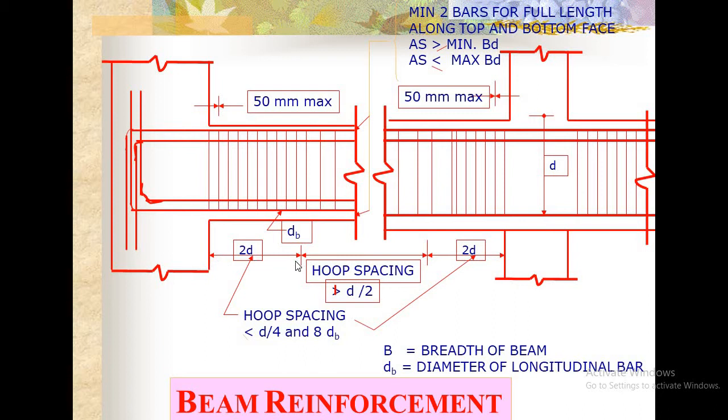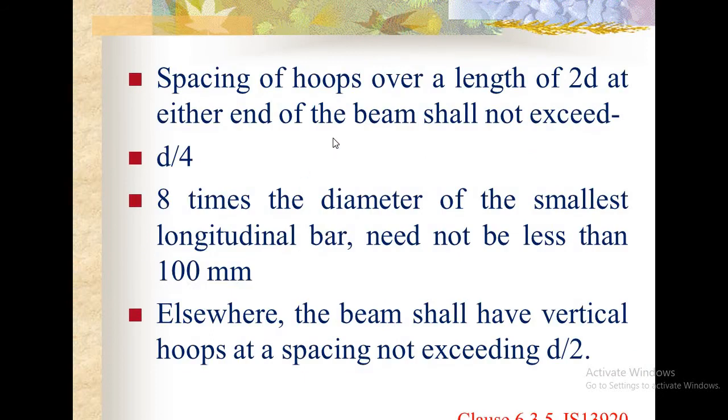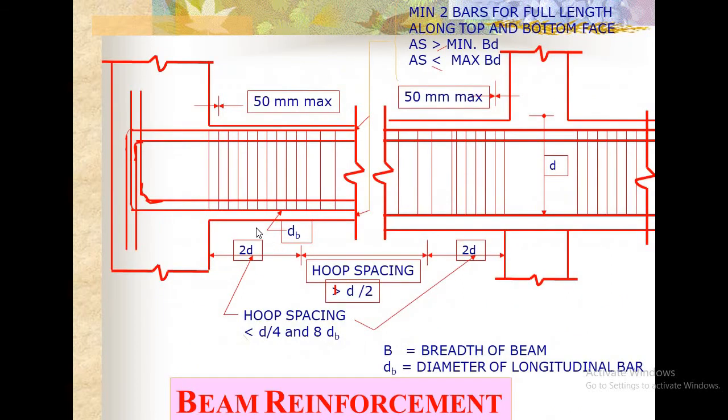2 times D, what is the length? 2D, that much length is the space for shear reinforcement, actually the stirrup. That spacing should not be greater than D by 4. Here the spacing should not be greater than D by 4 at either end near to the support. Why? Because in this area the shear force will be very high.